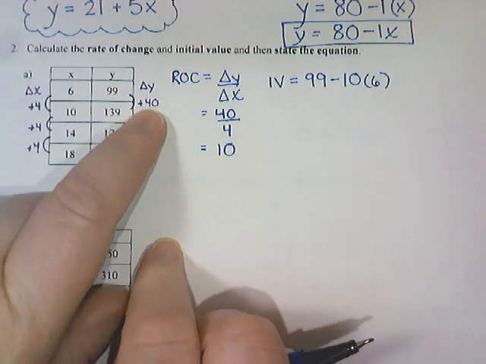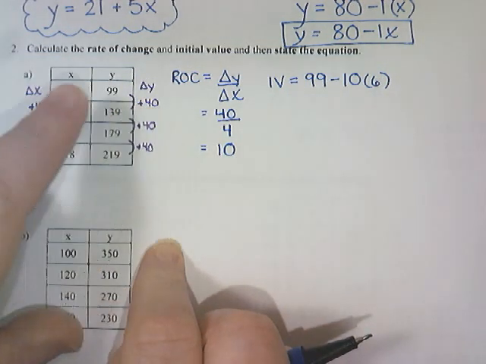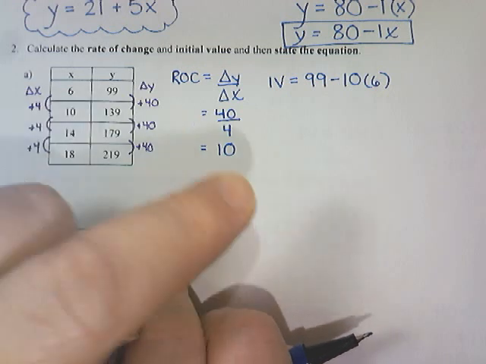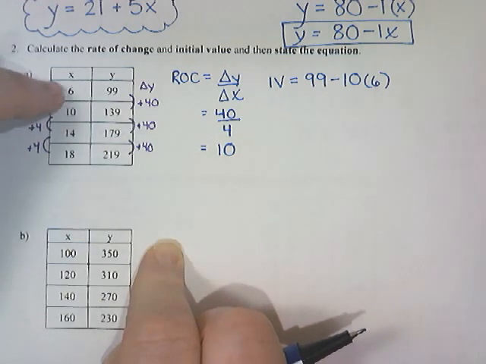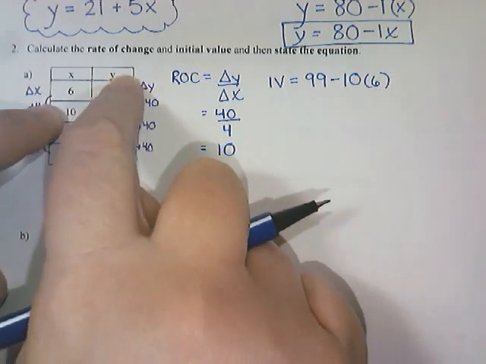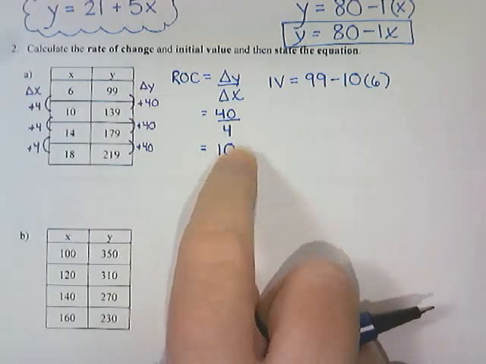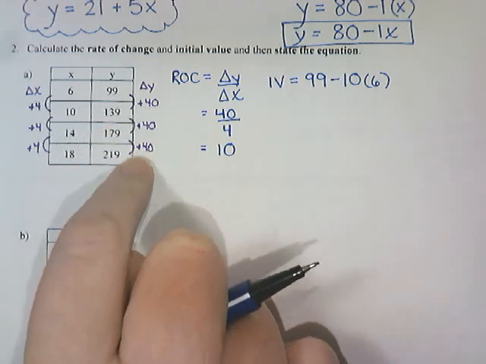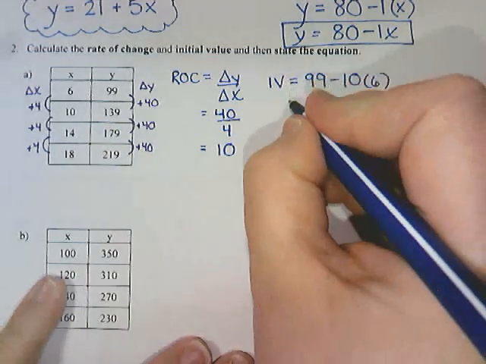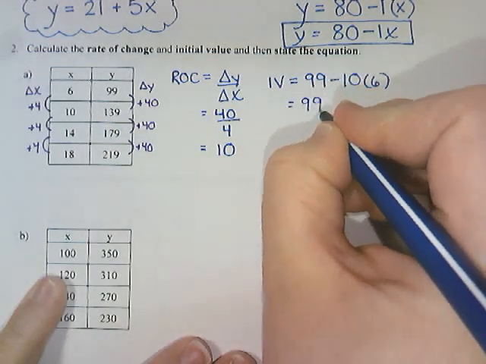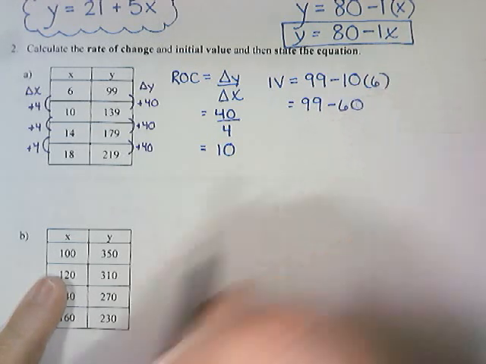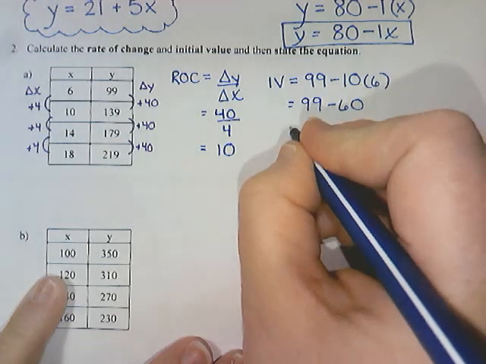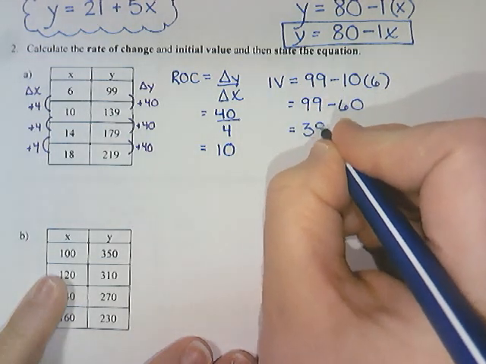I didn't use the 40, right? Because the 40 was for every 4 values. I want to know how much it is for every 1 that we're moving down. So every time we go 1 space in x, we're going up 10 on the y, right? So I want to use the rate of change, not the 40. That's the difference. All right, so 99, I would multiply first. So 10 times 6 is 60. And then 99 take away 60 is 39.